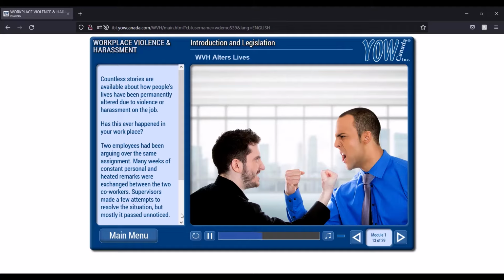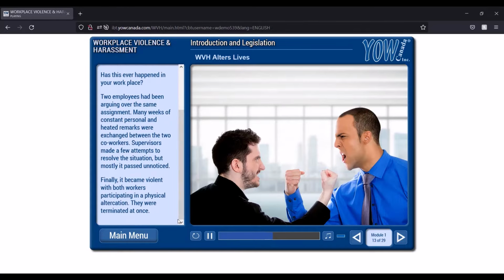2 employees had been arguing over the same assignment. Many weeks of constant personal and heated remarks were exchanged between the 2 coworkers. Supervisors made a few attempts to resolve the situation, but mostly it passed unnoticed. Finally, it became violent, with both workers participating in a physical altercation. They were terminated at once.